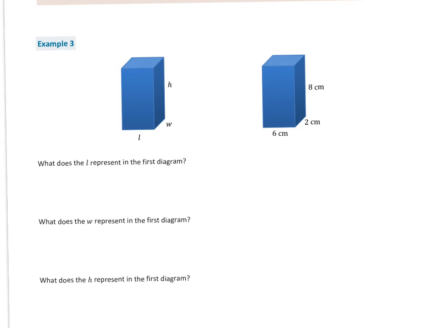All right, now we're getting spicy. We're getting into some three-dimensional figures. Now in math, we call these three-dimensional figures prisms. So these are rectangular prisms because they're prisms that are shaped like rectangles. So in the first diagram, what does L represent? Well, L is the length. That's why it's an L, for length.